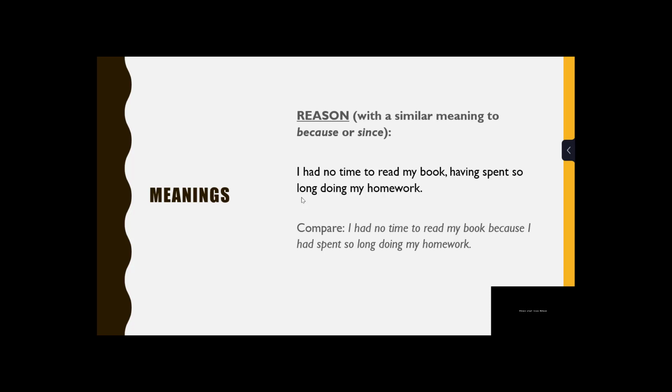I had no time to read my book. Having spent, so when I say "having spent" in this case, it makes the sentence so short, because otherwise I would have to say "because I had spent so long doing". So "having spent so long" makes the whole sentence shorter. Okay, and you find this in books, when you're reading a book like a Harry Potter book or something like that. These kinds of structures are everywhere when you're reading a novel or something like that.